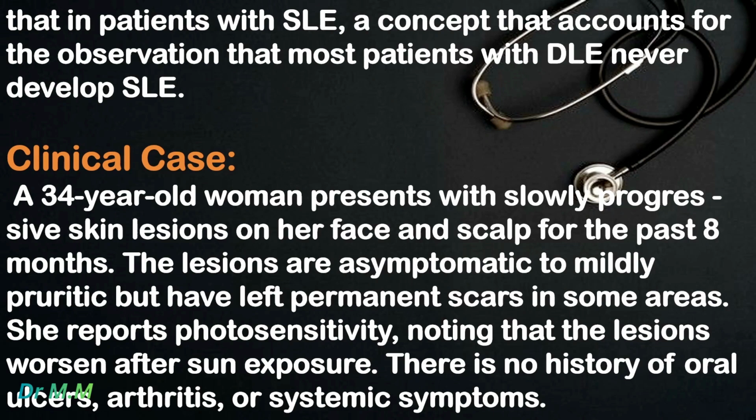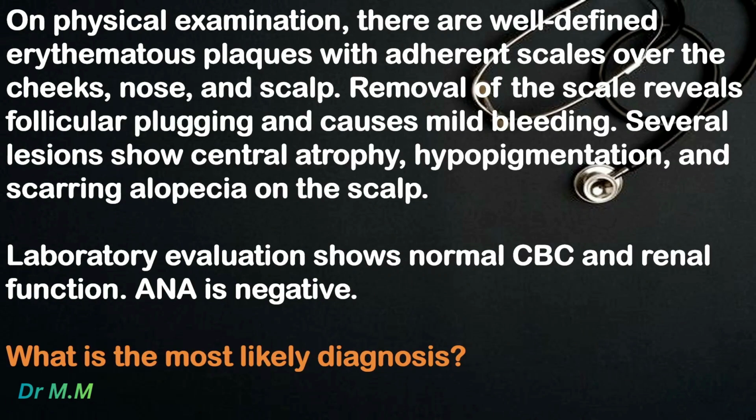Clinical case: a 34-year-old woman presents with slowly progressive skin lesions on her face and scalp for the past 8 months. The lesions are asymptomatic to mildly pruritic but have left permanent scars in some areas. She reports photosensitivity, noting that the lesions worsen after sun exposure. There is no history of oral ulcers, arthritis, or systemic symptoms.